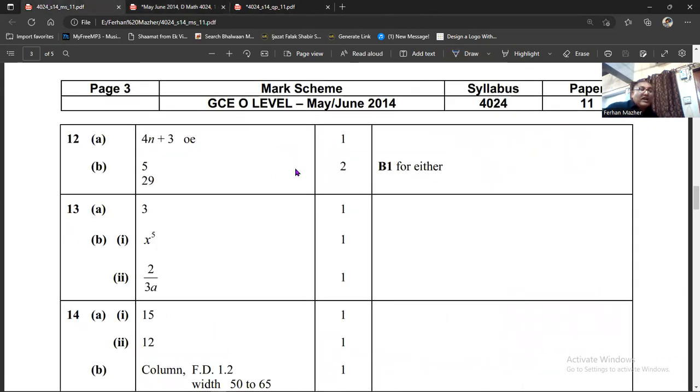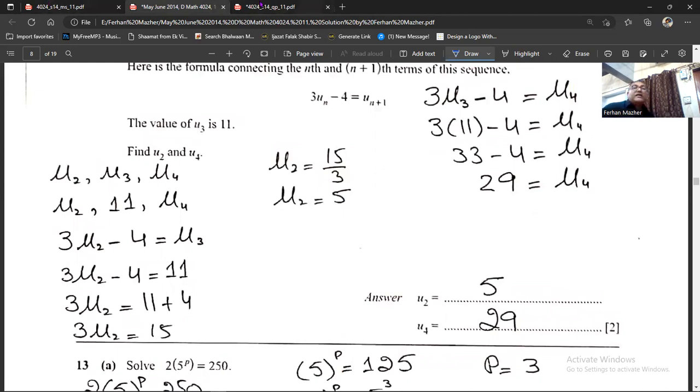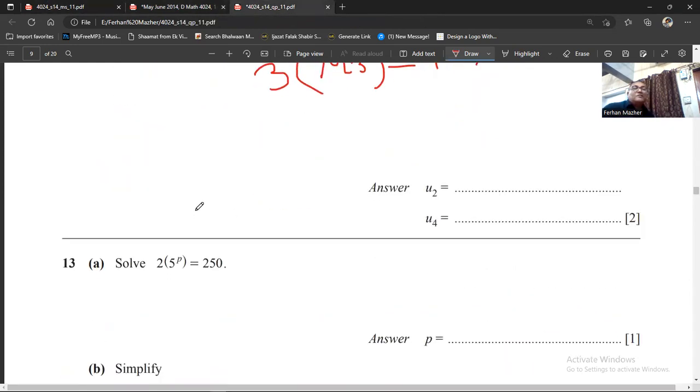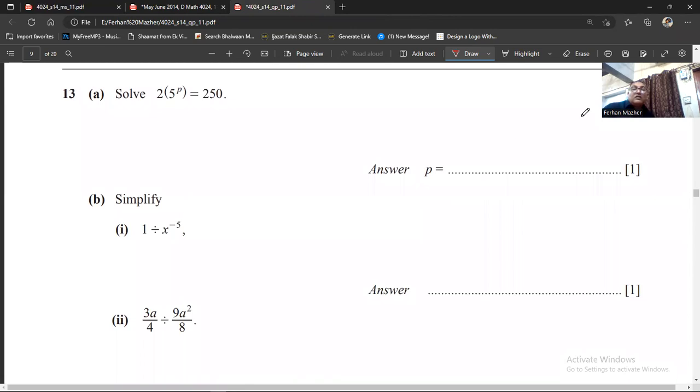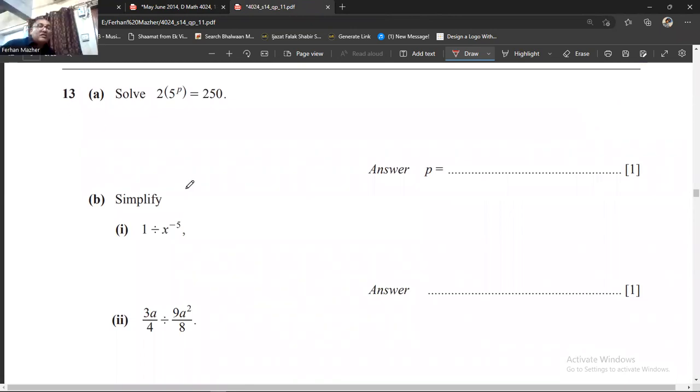A tricky question, a little tricky question. 5 and 29. The answer is right. Hopefully you understand. Then we have question number 13.